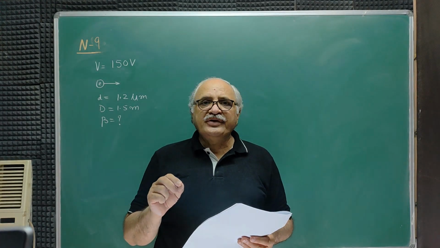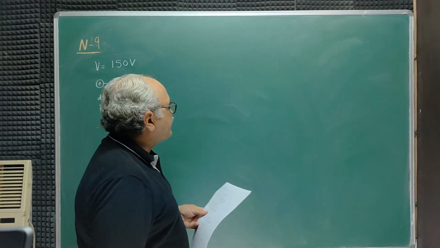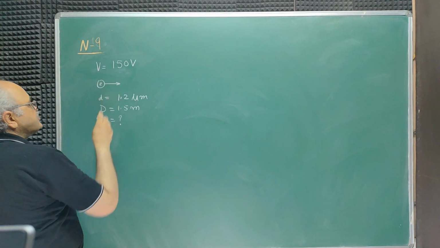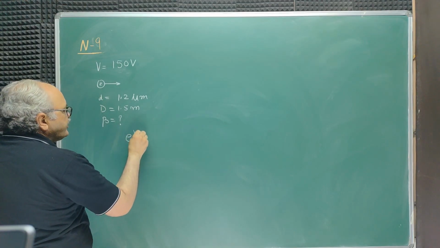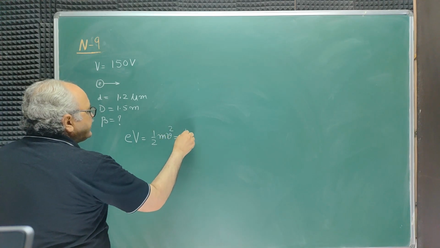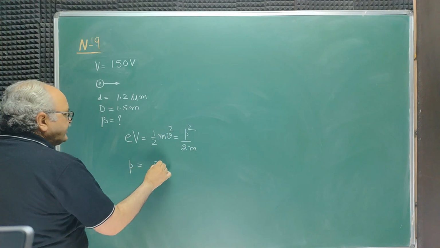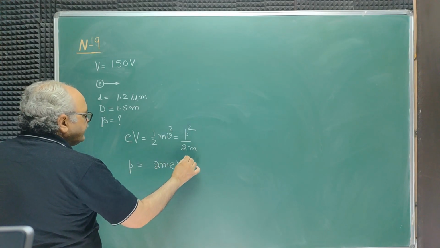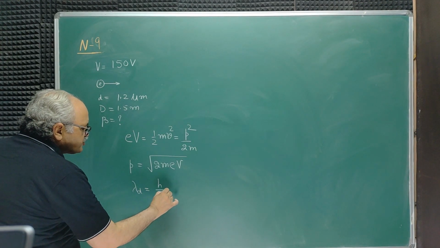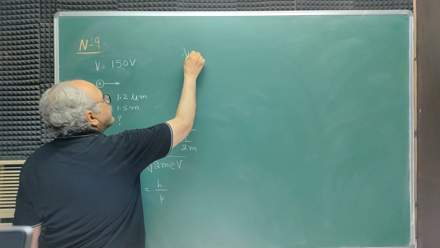But we have to take the de Broglie wavelength of the electron. So treating it as a non-relativistic case, the energy of the electron is eV, and that is half mv square, or can be written as p square by twice m. So the linear momentum can be written as the square root of 2meV. So the de Broglie wavelength is h by p, and we calculate this for the electron.